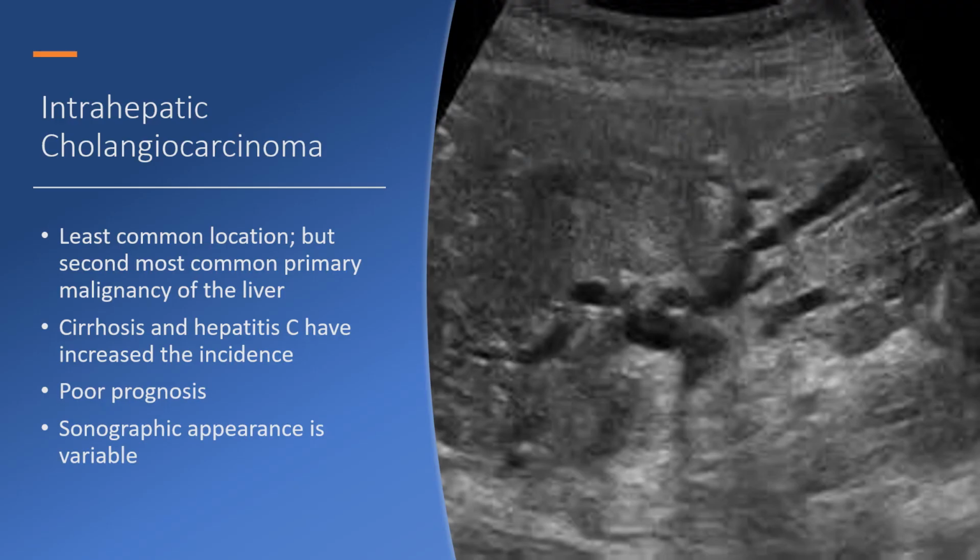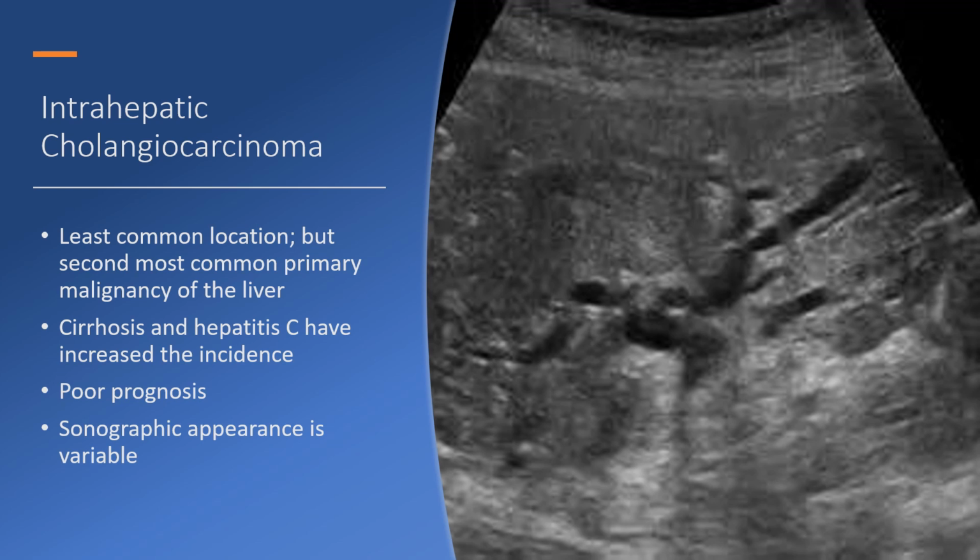So intrahepatic cholangiocarcinoma is the least common location, but it's the second most common primary malignancy of the liver. The primary risk factors are cirrhosis and hepatitis C. Again, very poor prognosis, and the sonographic appearance is variable. But what you're going to see oftentimes is dilated ducts with hepatic involvement.